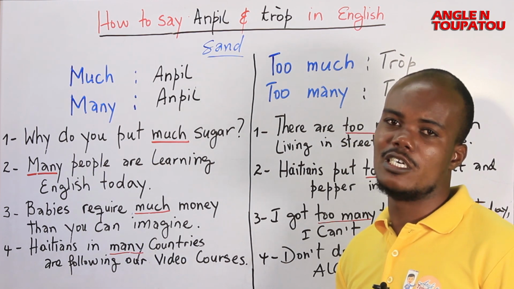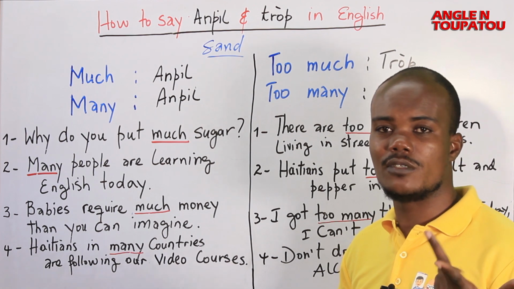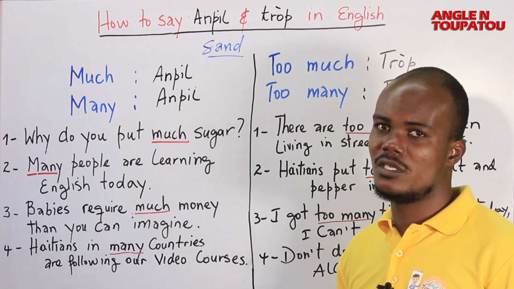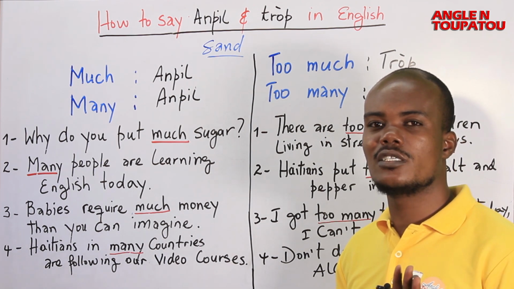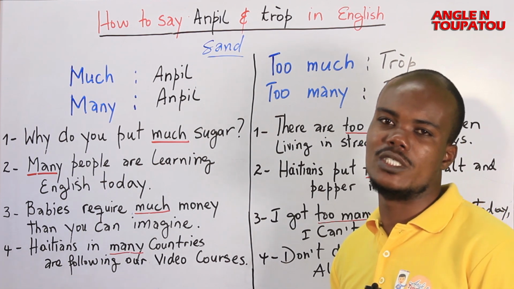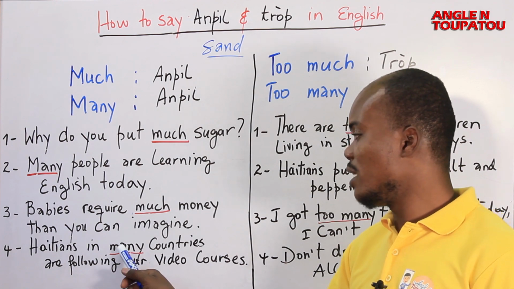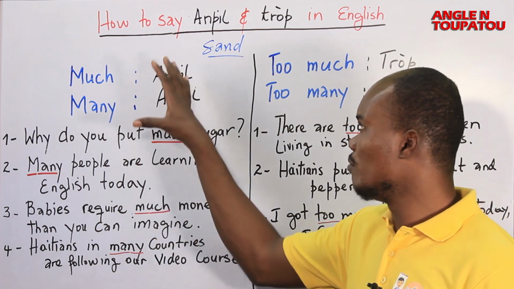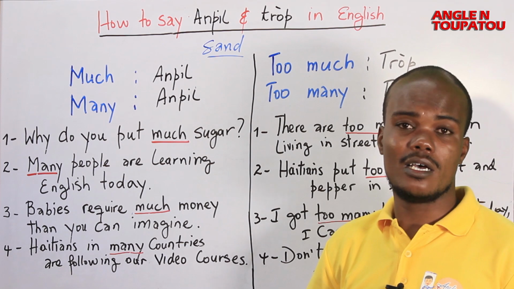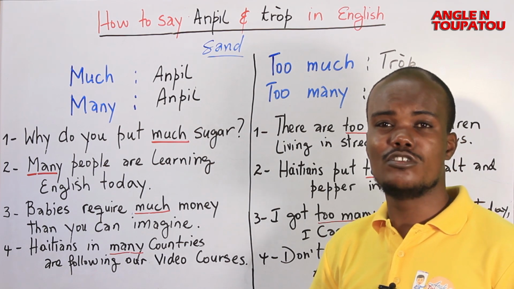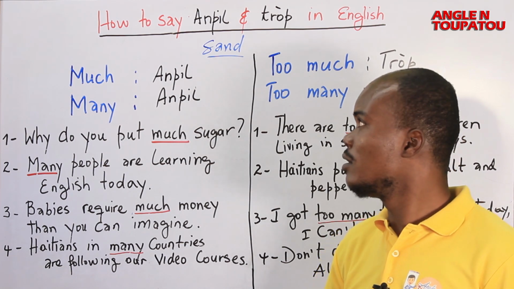Because I can say 1 country, 2 countries, 3 countries, 4 countries. They are watching us in 16 countries. I can say that. Many countries. Now, you understand how to say anpil and how to use them correctly.